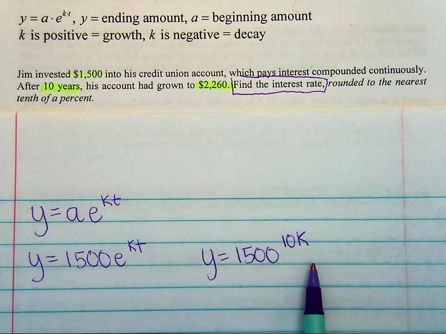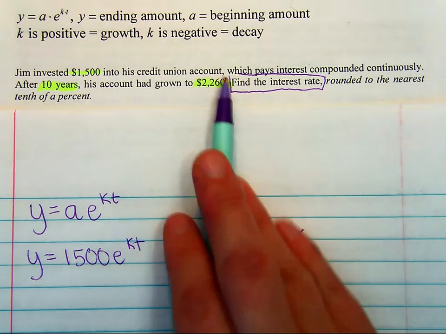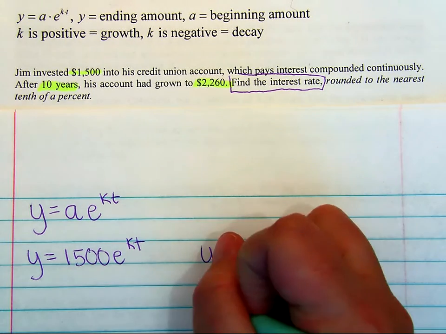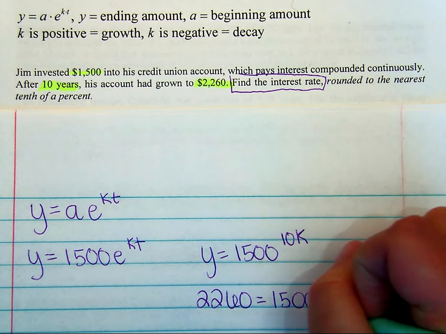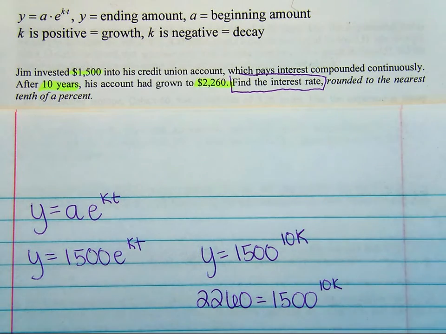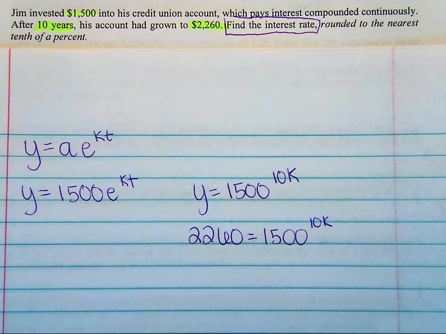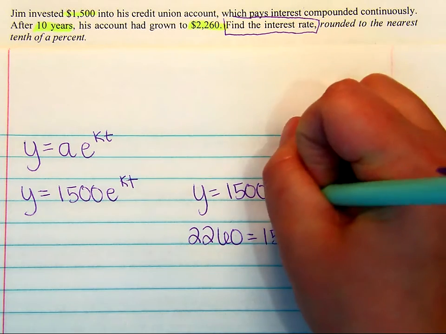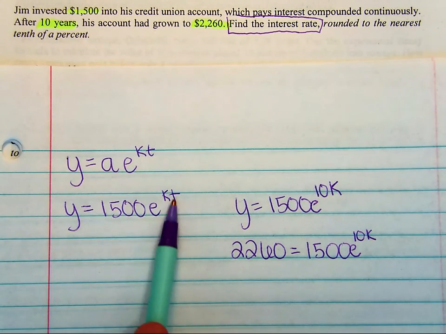Then here I still have two unknowns, but we can only solve for one. So this $2,260, that must be his ending amount. All right, now I have this equation. It looks like a logarithmic equation. And I dropped my E, people. All right, I was wondering why that looked so weird. Okay, don't forget that we are doing exponential growth, so I have to have my E.